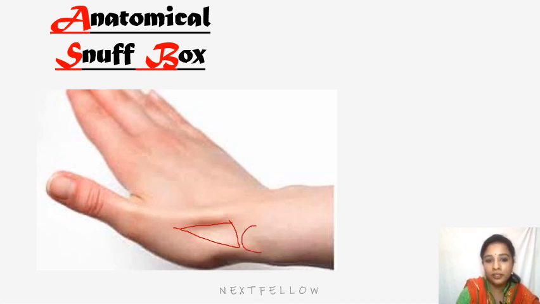So here is the radial styloid process. It is present just distal to the radial styloid process, and it becomes more prominent when the thumb is fully extended. So we can see the extension of the thumb to show the anatomical snuff box.